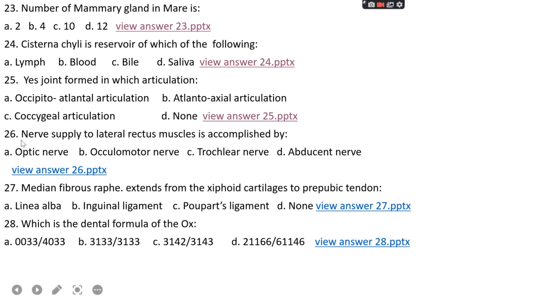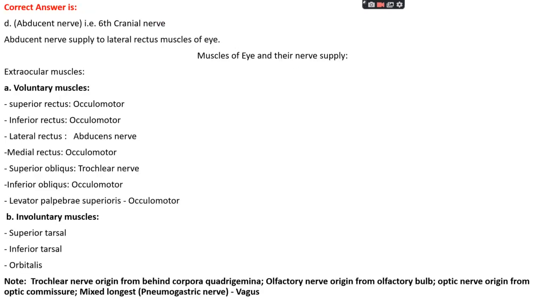The right answer is option D, that is abducens nerve. The abducens nerve supplies the lateral rectus muscle of the eye. Let's see some muscles of the eye and also their nerve supply. If we see the extraocular muscles, there are two types: voluntary muscles and involuntary muscles.